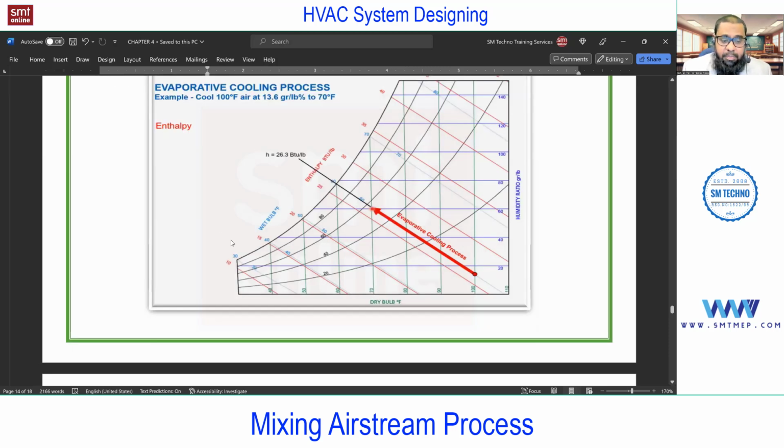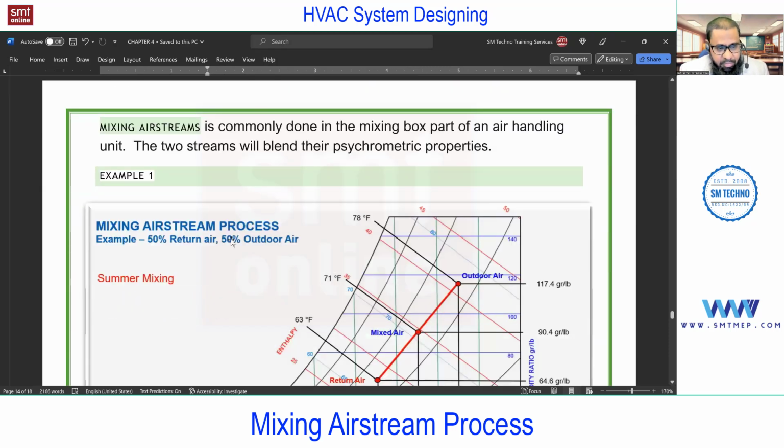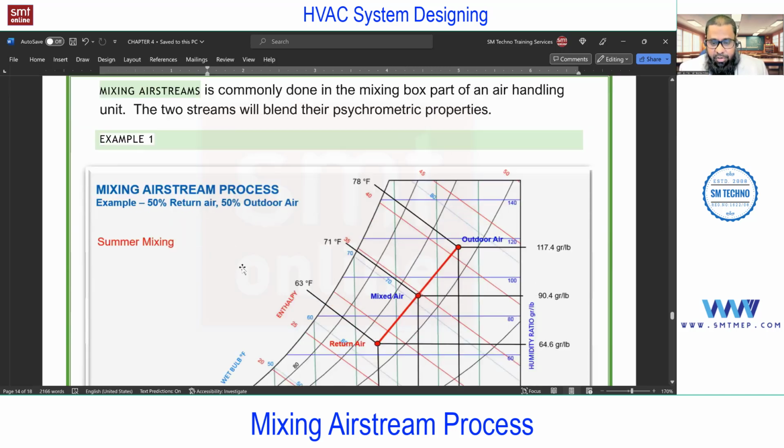Next we'll talk about this mixed air process with two examples. First example with the 50-50% mixing. Mixing means I'm talking about the return air and the fresh air. Fresh air from outside, return air from the room itself.